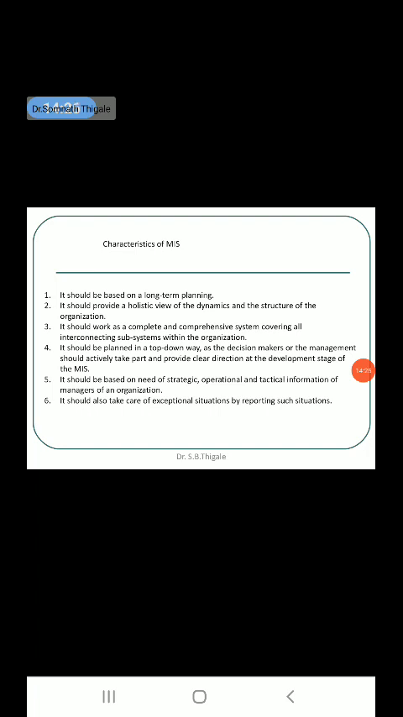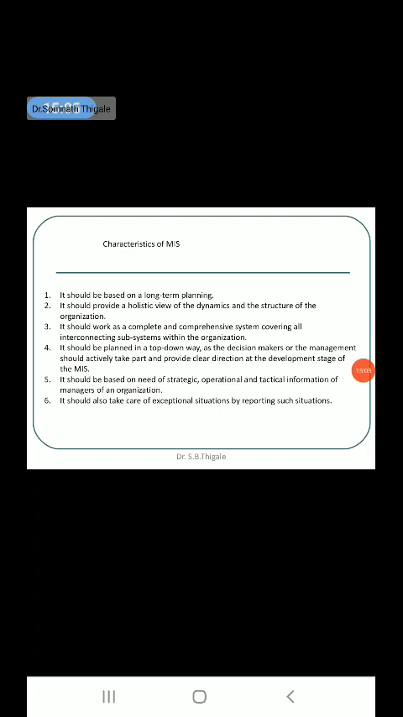So it should be based on long-term planning, as rightly we mentioned. It should provide a holistic view of the dynamics and the structure of the organization. Just by looking at an MIS system, I should be able to understand the different elements of the system. So it should work as a complete and comprehensive system covering all interconnecting subsystems within the organization. Whatever organization or institute you have, it may have different parts, called different departments. So it should cover all respective departments in a proper organized manner.